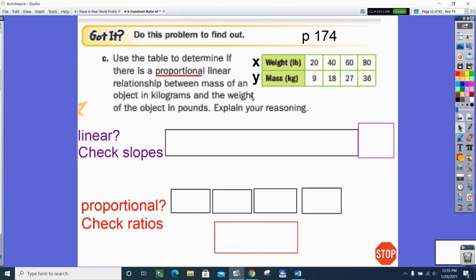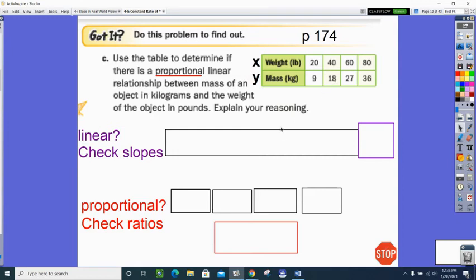Now, the way this is worded, they want the mass in kilograms to depend on the weight in pounds. So you're going to have your X and your Y. You're going to calculate the slopes, and you're going to answer the question, is it linear? Then we'll come back and talk about proportional.